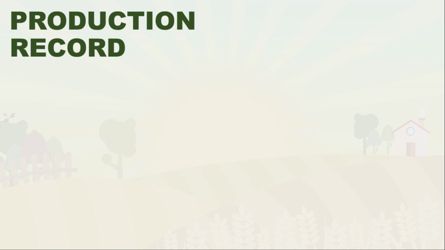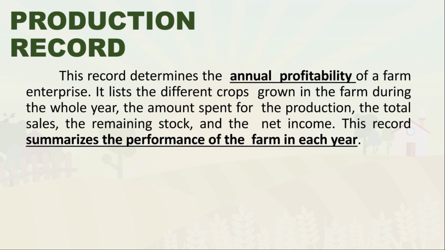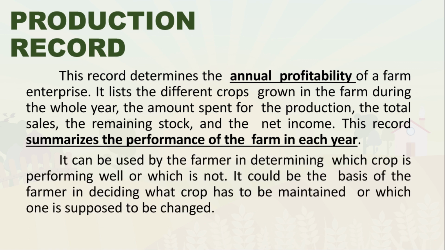Next is the production record. Production record determines the annual profitability. So this record summarizes the performance of the farm in each year. It can be used by the farmer in determining which crop is performing well or which is not. It can be the basis of the farmer in deciding what crop has to be maintained or which one is supposed to be changed. Okay? So dito natin makikita ano ba yung dapat nating ipagpatuloy na mga pananim at ano naman yung mga pananim na hindi na kumikita at pwede nating palitan.